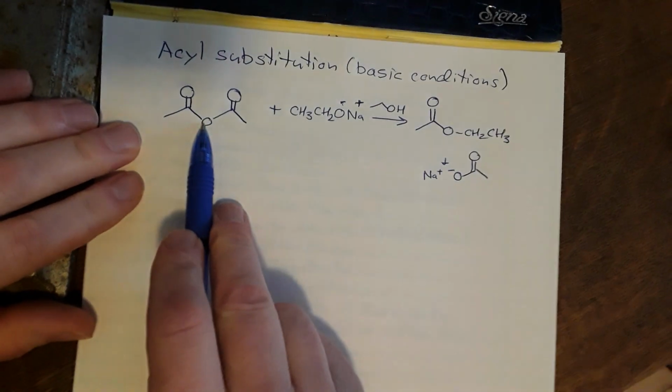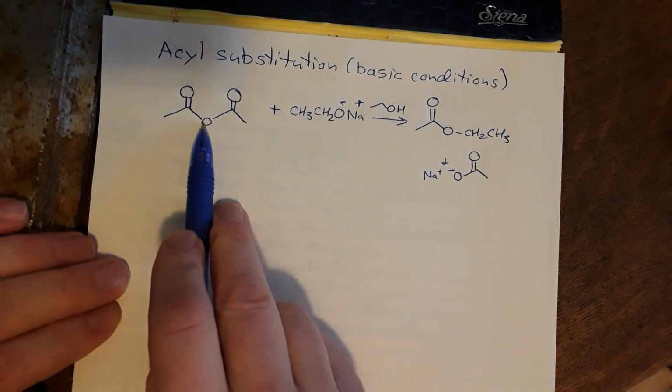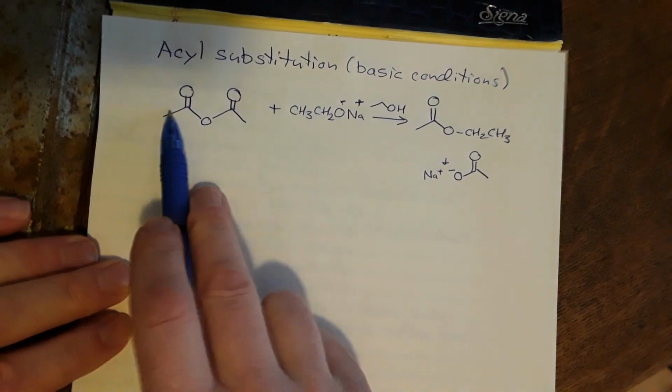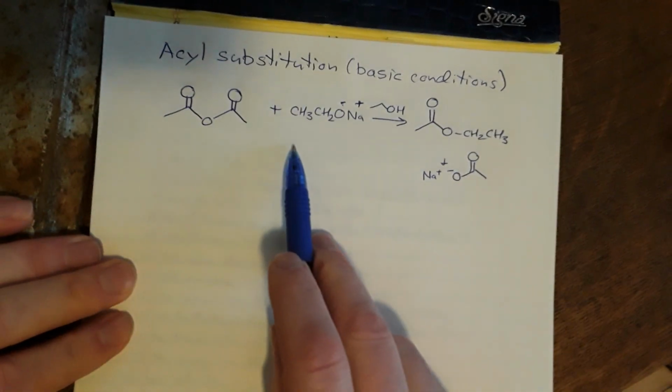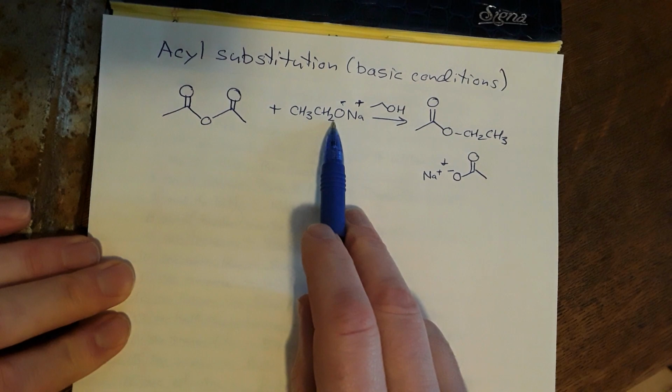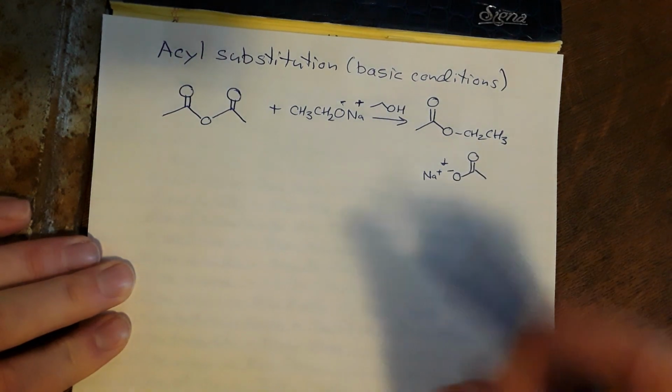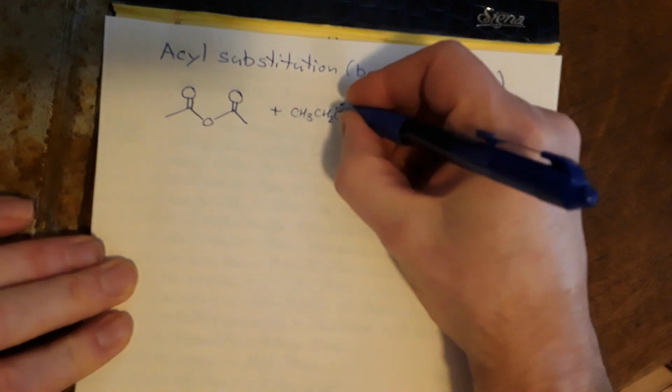We have a carboxylic acid anhydride as our electrophile. Here's either one of these carbonyls we can use as our electrophilic carbonyl, and then we have our nucleophile here, which is a strong base and good nucleophile.